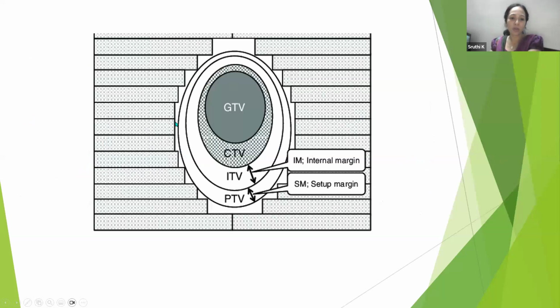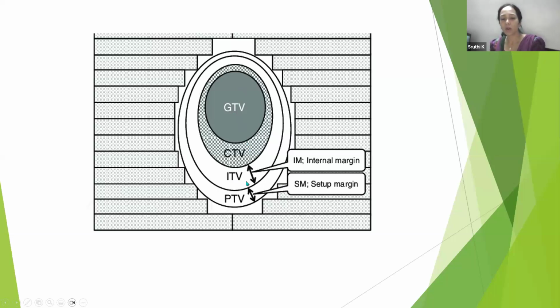So when we talk about the tumor, we usually have a GTV, which is the gross tumor volume, and the CTV, which is the clinical target volume, which usually refers to the microscopic spread of the tumor. So this gross tumor volume is what you can grossly see on the MRI or CT or the contrast CT, whatever you do, you can make out this gross tumor volume. And then you have the CTV, which actually corresponds to the microscopic tumor spread.